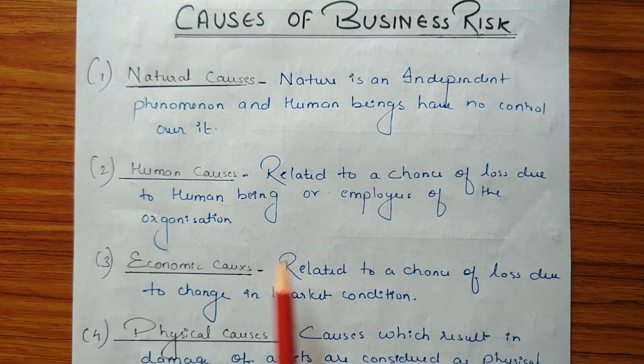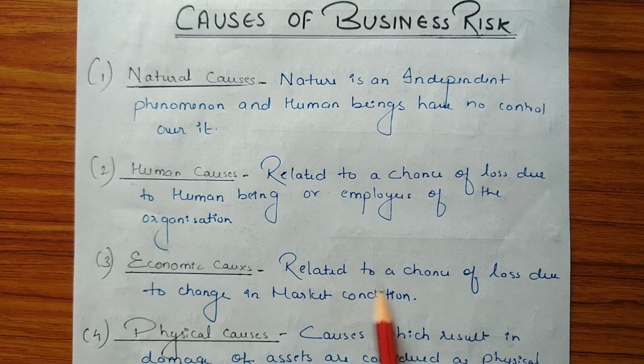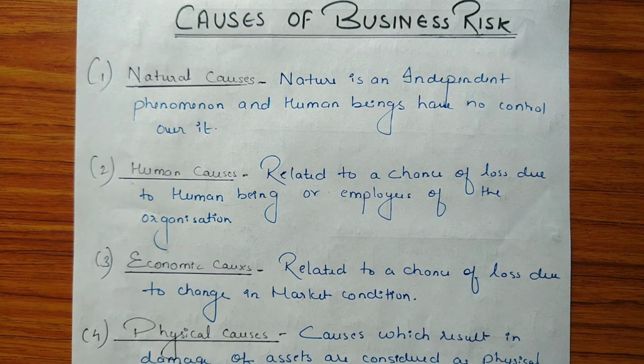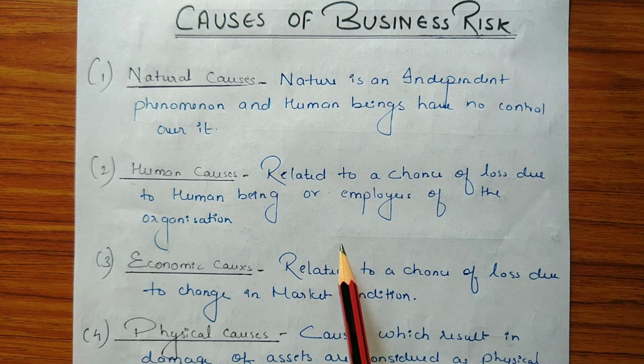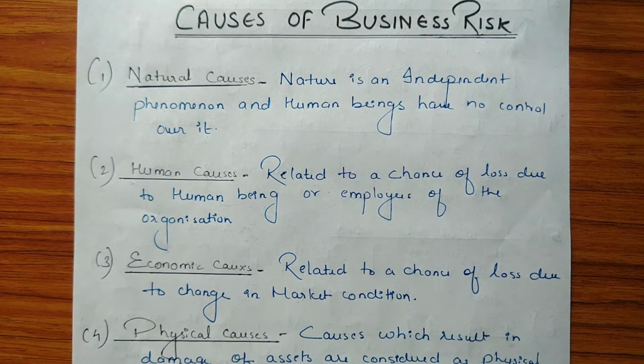Next is economic causes. So economic causes are related to a chance of loss due to change in market condition. For example, there can be a price fluctuation in the market, there can be a change in fashion, taste, preference and demands of customers. There can be change in degree of competition also. So all these have a direct impact on earnings of the business. So the factors which have direct impact on the earnings of the business are economic causes.